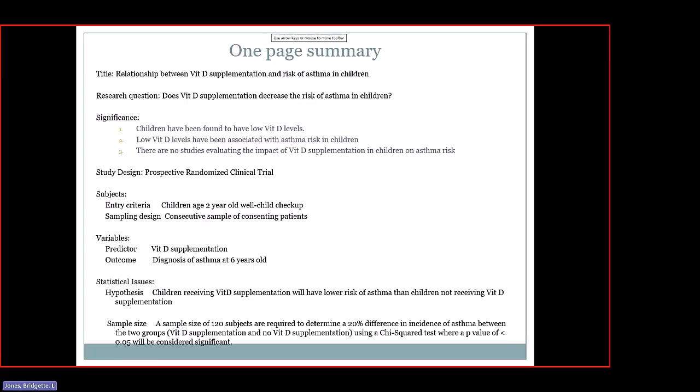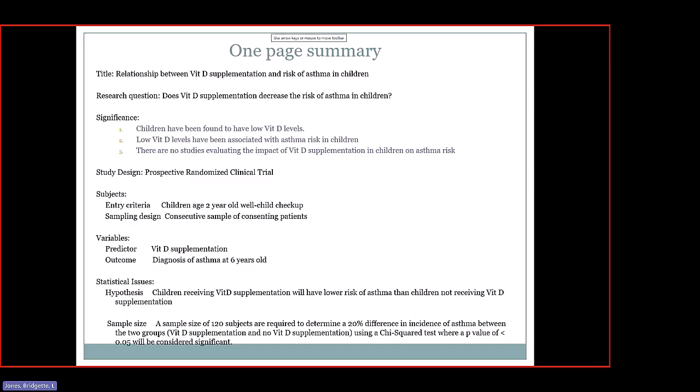There are studies that show that low vitamin D levels are associated with asthma risk in children, but there are no studies evaluating the impact of vitamin D supplementation in children on asthma risk. So that's the gap you're saying you're going to conduct this study to fill. Your study design might be a prospective randomized clinical trial where you're going to randomize participants, give them vitamin D versus placebo, and look at the outcome of asthma risk.